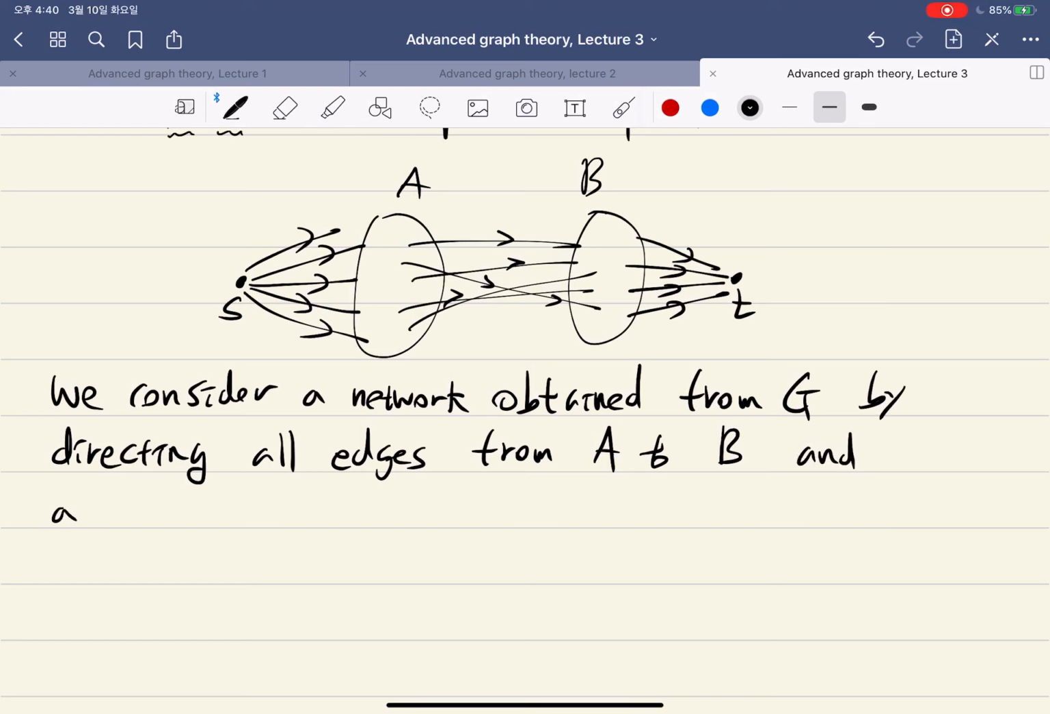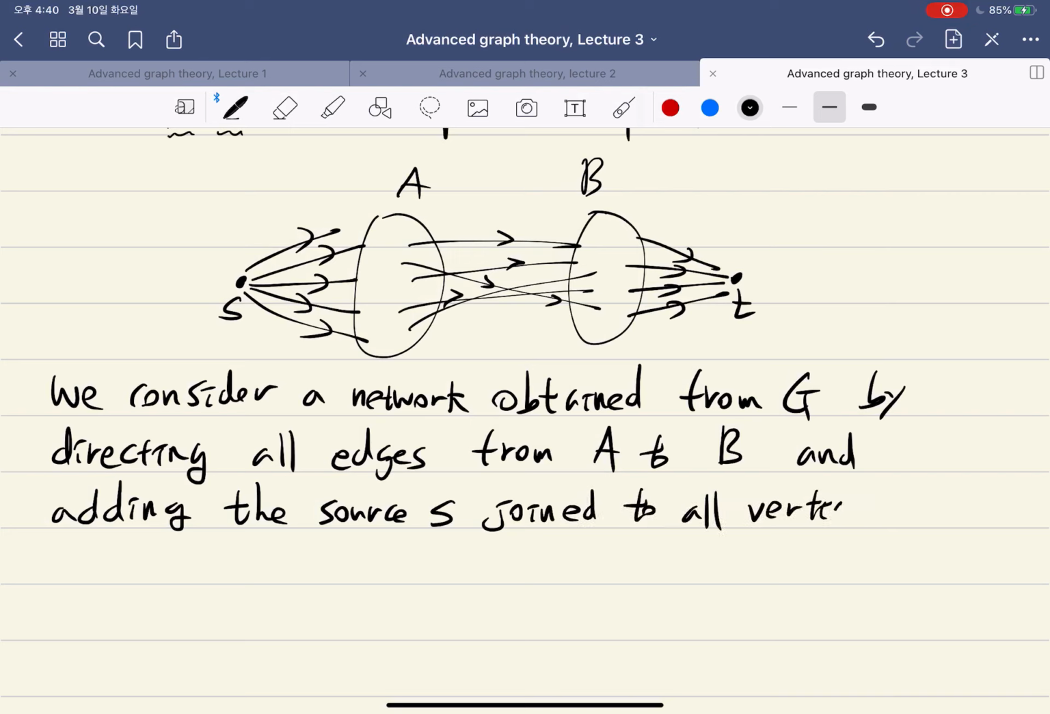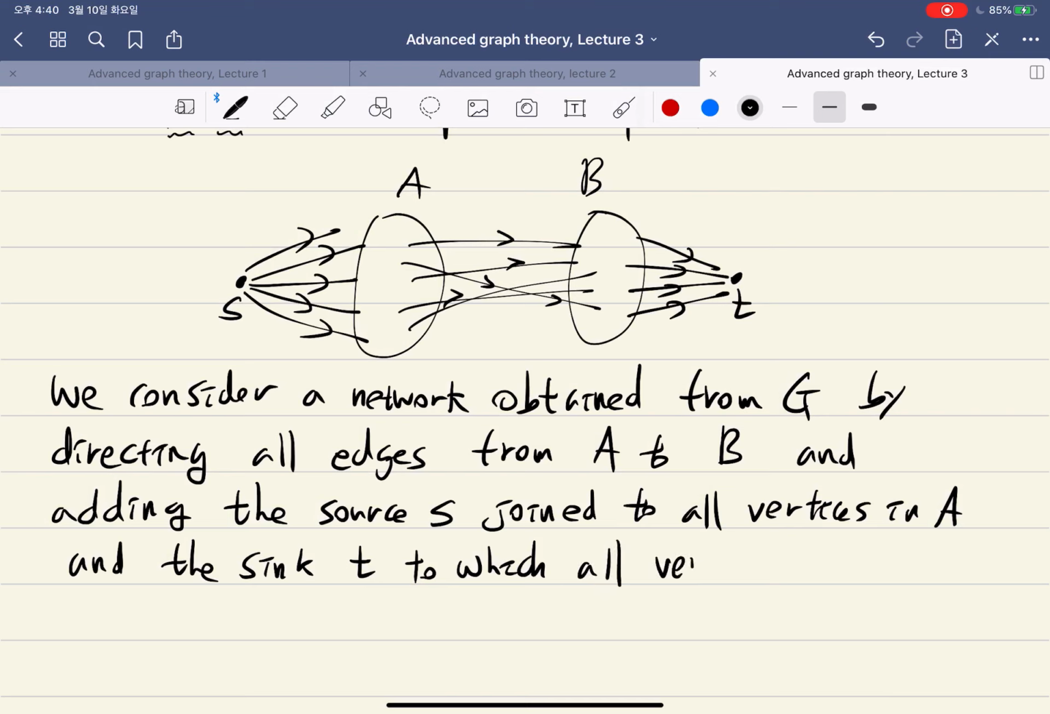And we add the source S joined to all vertices in A, and the sink T to which all vertices in B are joined.